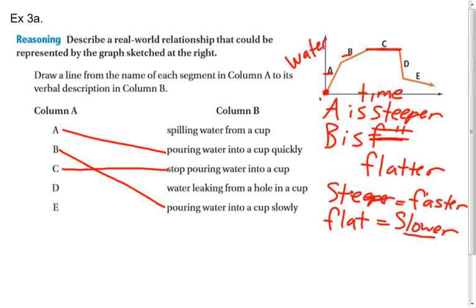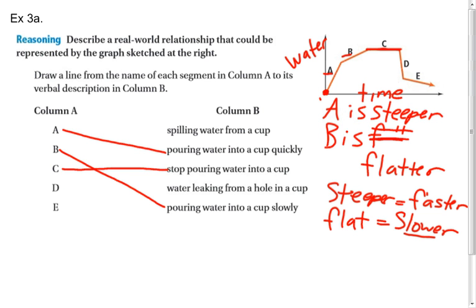Now, for D and E, both of those lines are going down, which means the amount of water in my cup is getting less. Okay? So for D, that's a steep line. E is a flatter line. So D, since it's going down, that means that the water is coming out of my cup. And since it's steep, that means that it's coming out fast.